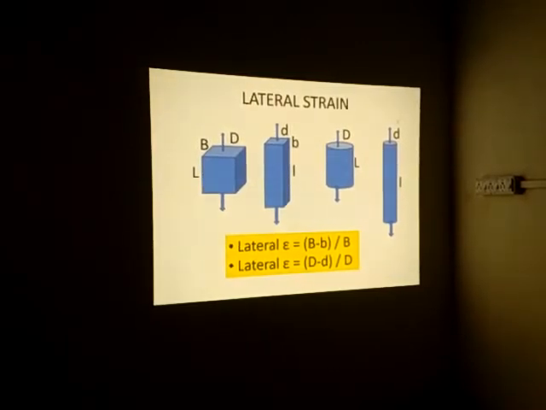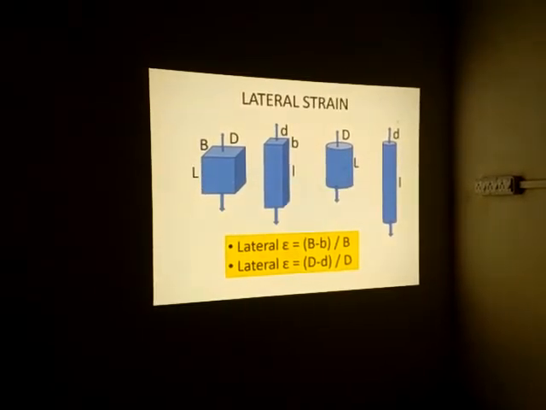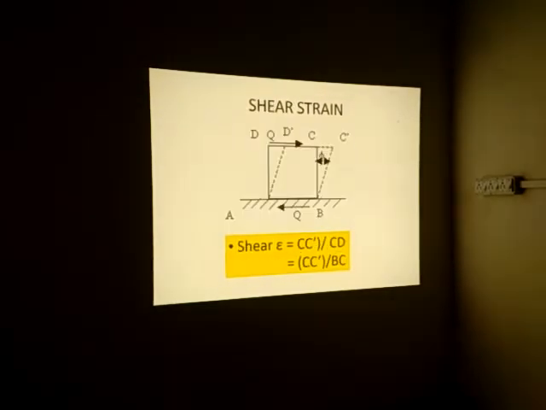If it is a circular member, the initial diameter is capital D, and after deformation the diameter reduces to a small d. So the change in diameter is capital D minus small d, divided by the initial value of diameter, that is capital D. So this way we can get the value of lateral strain.